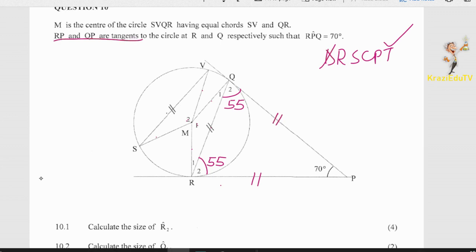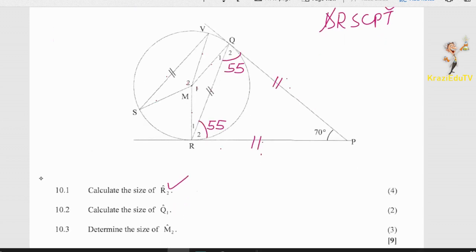Now, can we check something here? We need to find the size of R2. Oh, we got that. 4 marks. First you have to just state that these are equal, and your reason would be tangents drawn from a common point. And then angles opposite equal sides, because these sides are equal. What's the next one? The size of Q1.